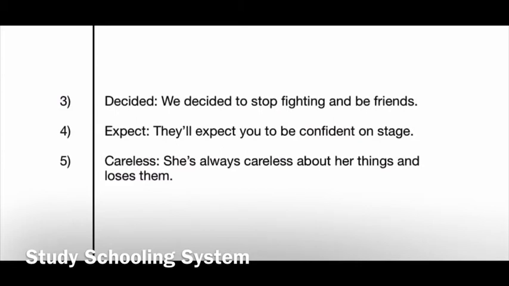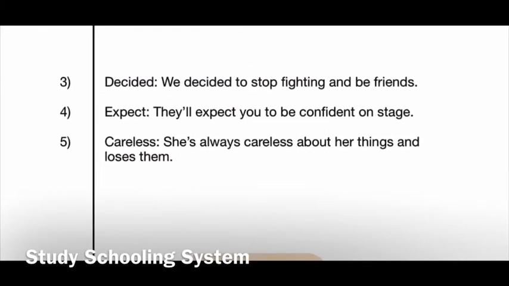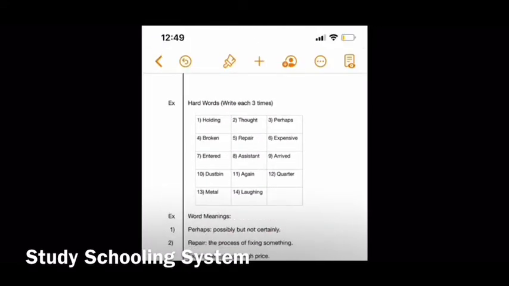Okay? Number 5 is careless. I wrote, she's always careless about her things and loses them. Careless basically means किसी चीज़ का ध्यान नहीं रखना, right? So here I have written that she doesn't take care of her things and she loses them. Okay students, these 3 exercises are for your notebook.